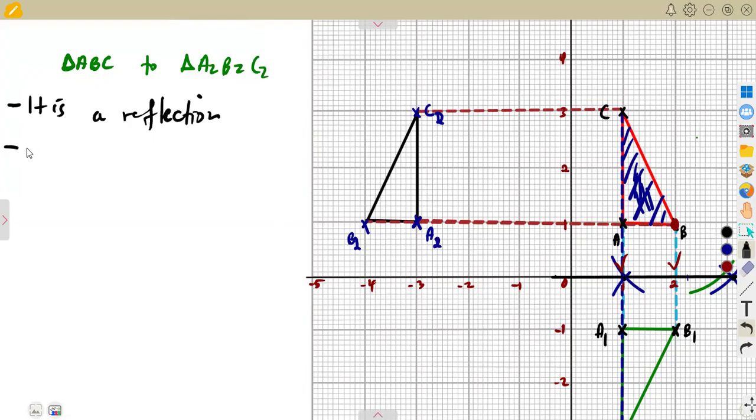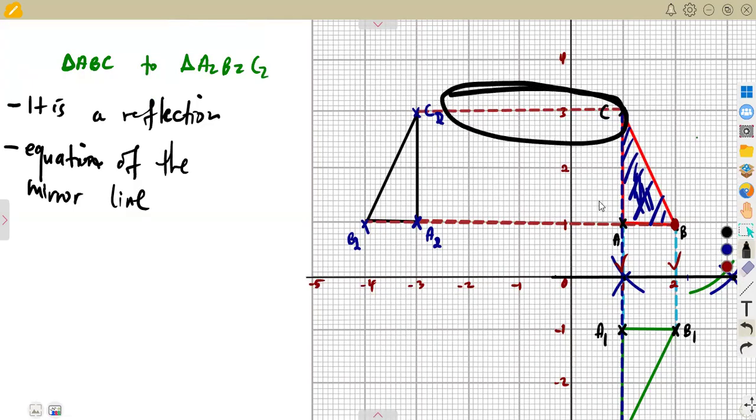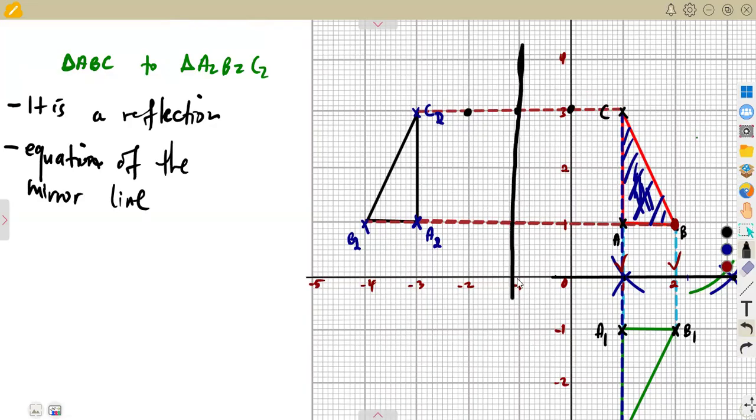Then what do we need again? We need the equation of the mirror line. Like I said, considering a horizontal line, just like a vertical line, we can even see where the half is. If you move from C2 to this point, you move 1. From C to this point, you move 1. As you can see, we are going to meet here at this point, where x is equal to what? Where x is equal to -1.